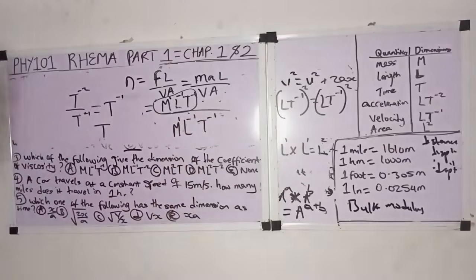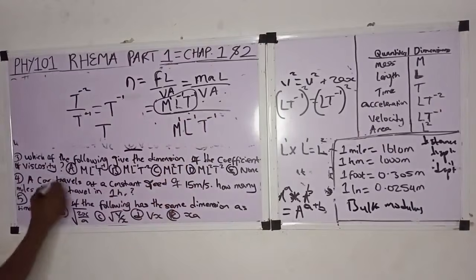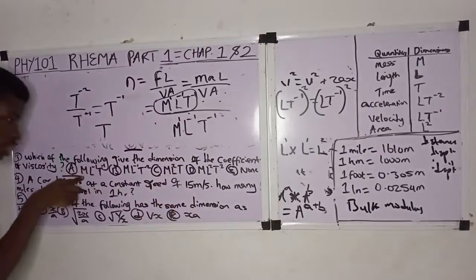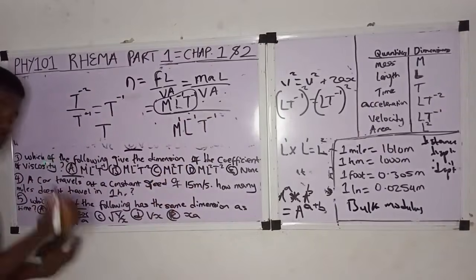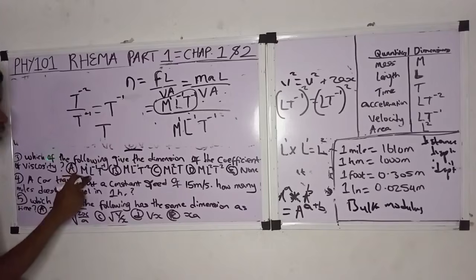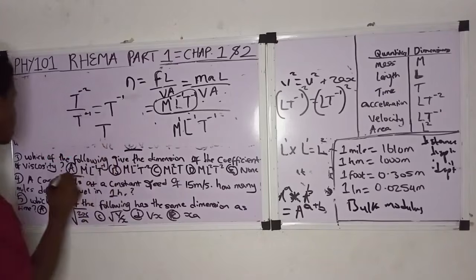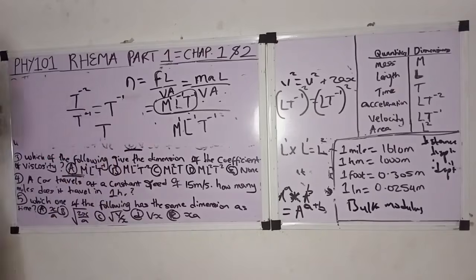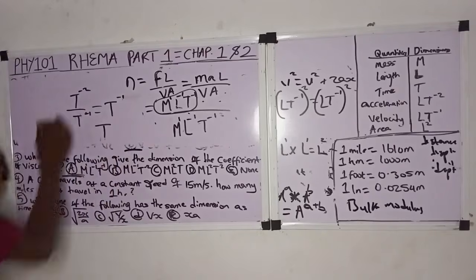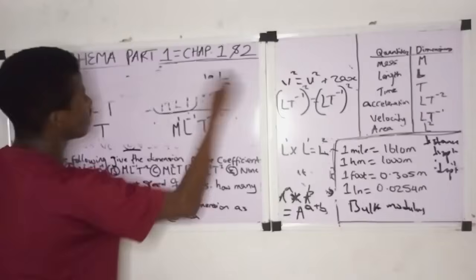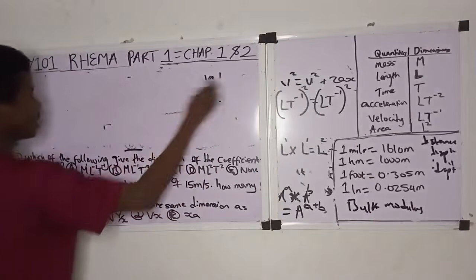So let's look for it. That would be A. M is raised power 1, L raised power minus 1, t raised power minus 1. So the answer is A. Now let's continue with question 4. These questions are very, very easy.